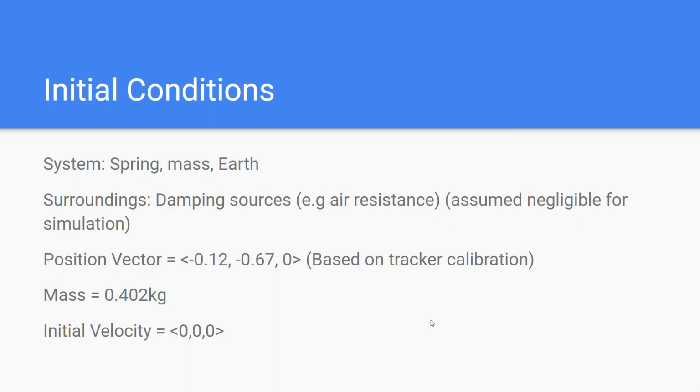The initial conditions are just our system is a spring, mass, and the Earth. Our surroundings are technically nothing but damping sources like air resistance, which you'd otherwise assume to be negligible for simulation, but might hamper the experiment. And again, I'll get into that later, right?